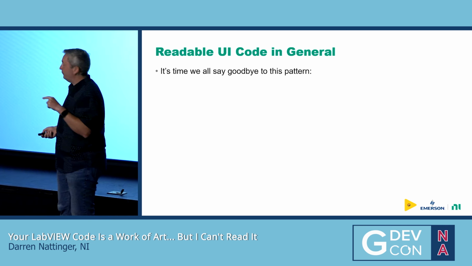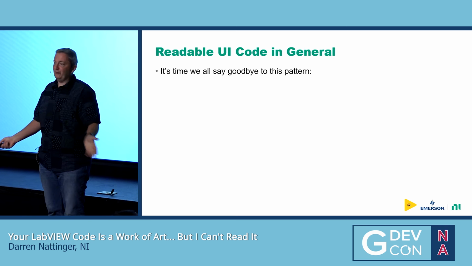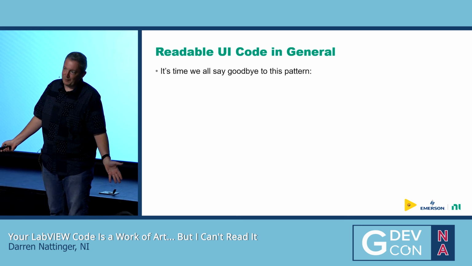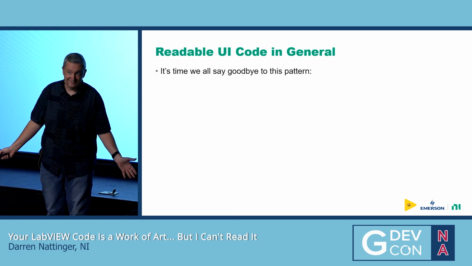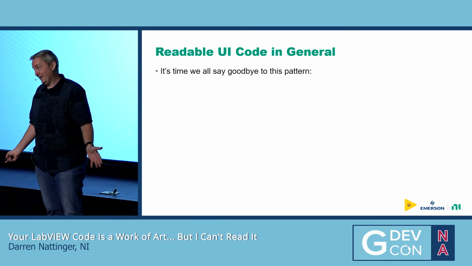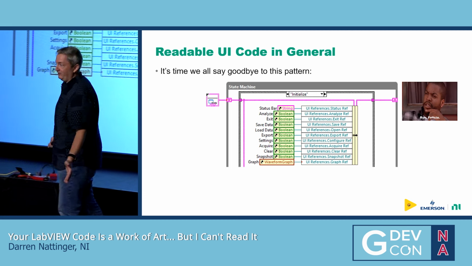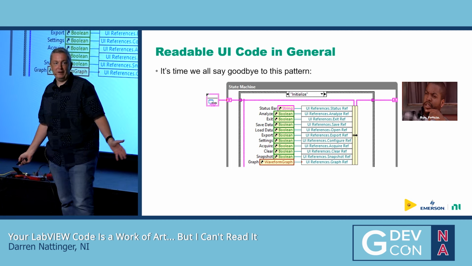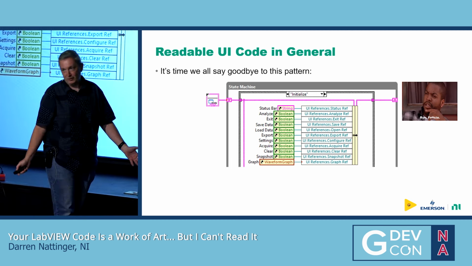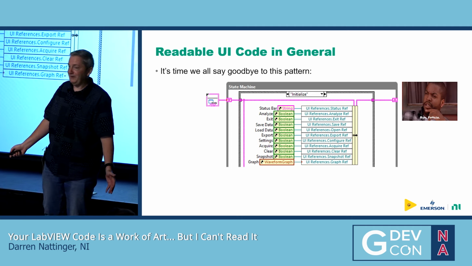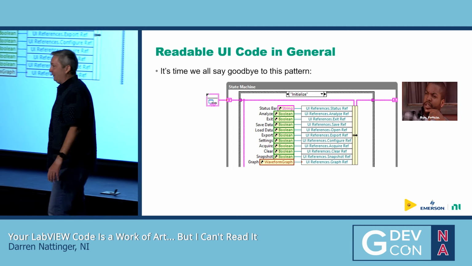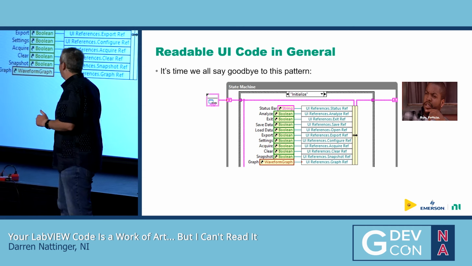All right, so there's a very popular pattern in LabVIEW programming. It's pretty, but we need to stop doing it. And it's this one: bundling a bunch of control references into the cluster that's being passed around in the code. Sadly, some of the NI templates do this. Some of the NI templates that I wrote many years ago.